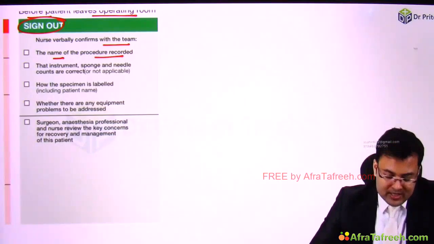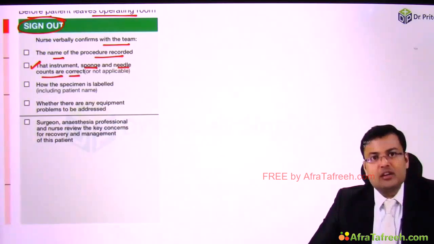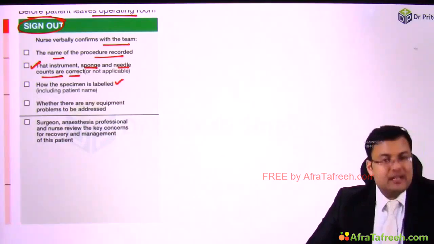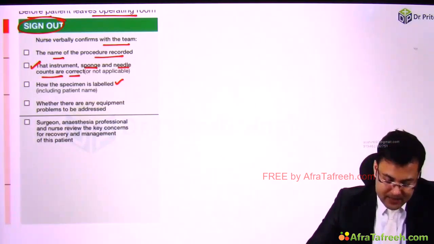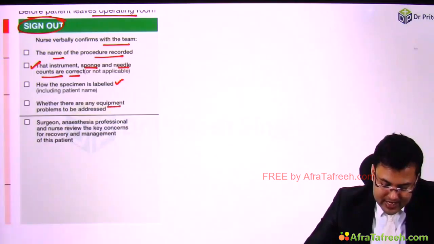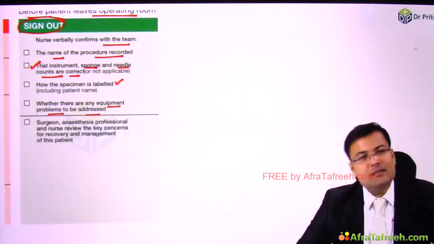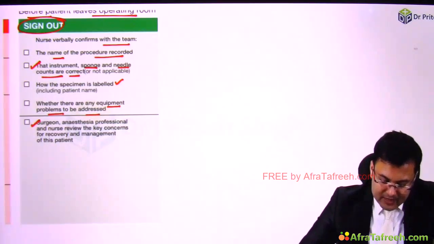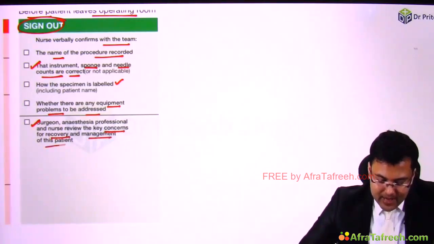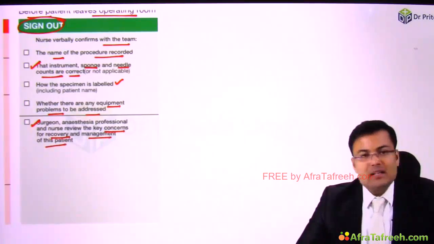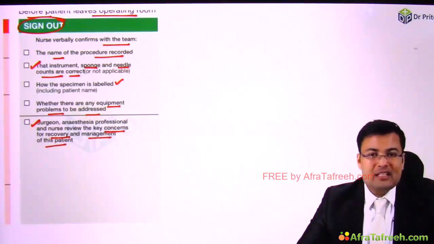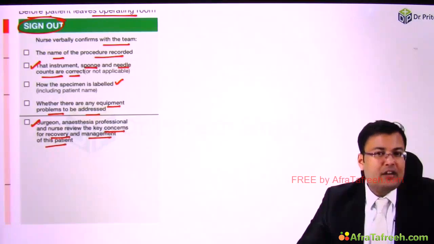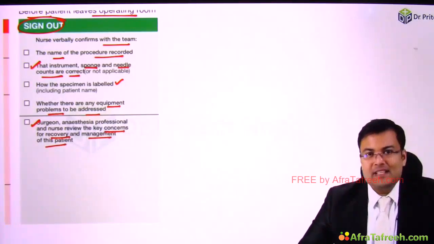After that, the most important aspect: instrument, sponge, and needle counts are correct or not. Then the specimen is labeled, including the patient's name, and whether there was any equipment which had some kind of problem during surgery. After that, the surgeon, anesthesia professional, and nurse review the key concerns for recovery and management of this patient. So these are the important points, the highlights of the WHO surgical safety checklist.